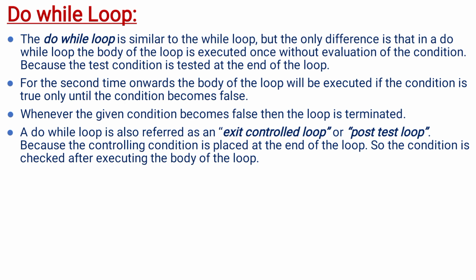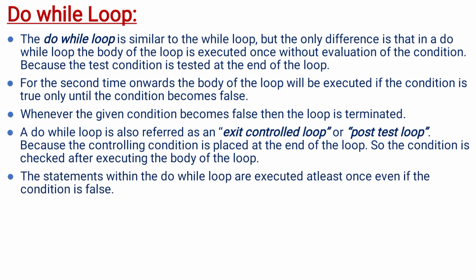In do while, the condition is written at the end of the loop. So the condition is checked after executing the body of the loop. So first the execution of the loop happens. After that the condition is checked. Means at the end of the stage, the condition is going to be checked. That's why here the do while loop is called as exit controlled loop or post test loop.